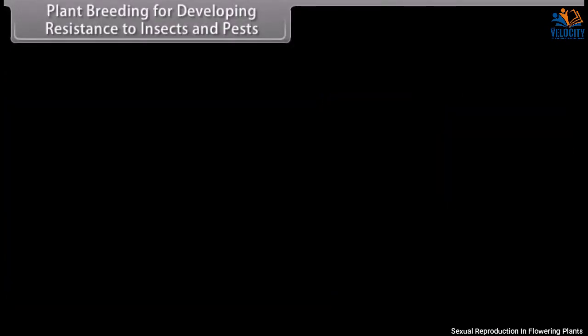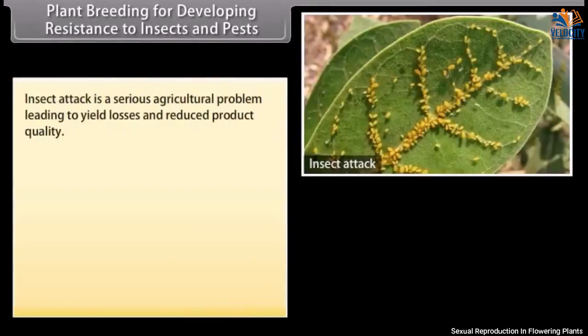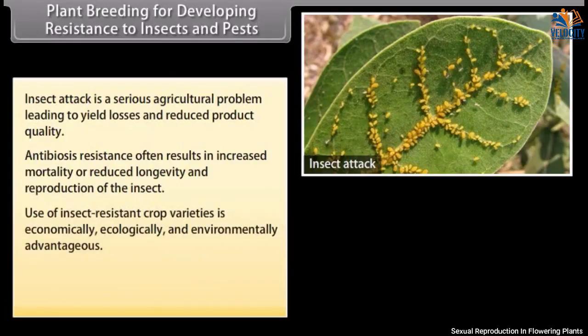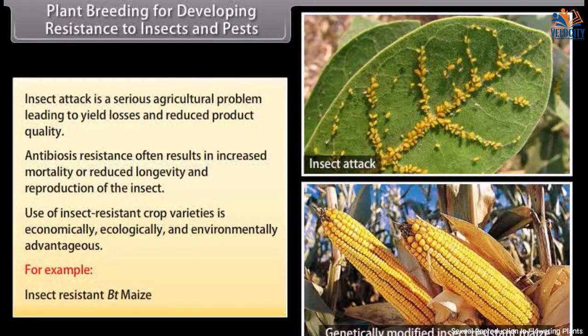Plant breeding for developing resistance to insects and pests. Insect attack is a serious agricultural problem leading to yield losses and reduced product quality. Antibiosis resistance often results in increased mortality or reduced longevity and reproduction of the insect. Use of insect-resistant crop varieties is economically, ecologically and environmentally advantageous. For example, insect-resistant Bt maize.